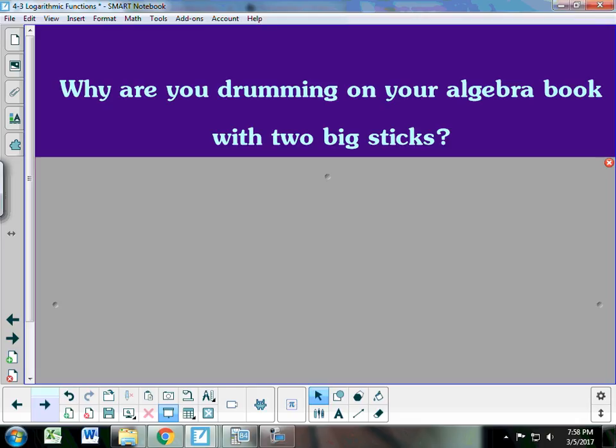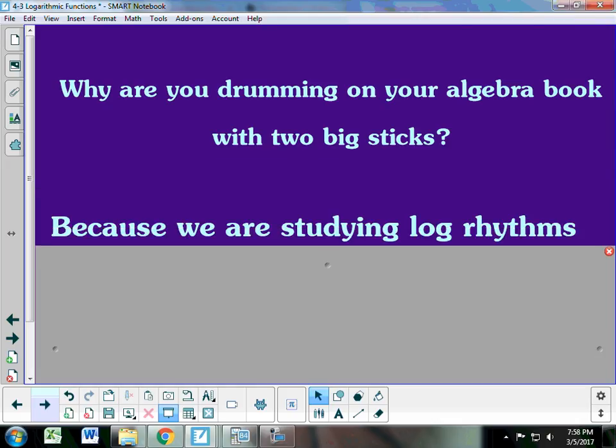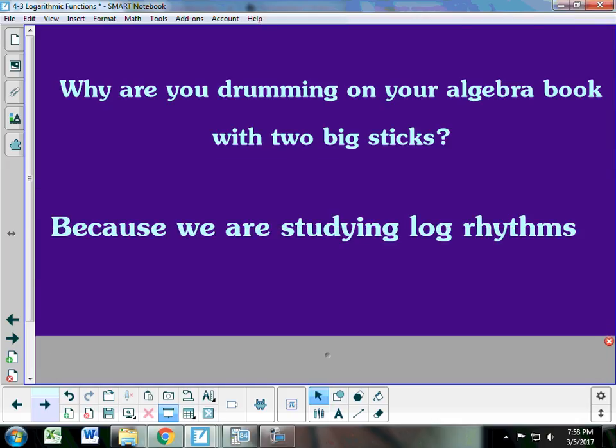So, why are you drumming on your algebra book with two big sticks? That kind of sounds like the cartoon. I'm guessing it has something to do with logarithms. Let's see. Because we are studying logarithms. Ah, okay. Logarithms, yep. Okay.